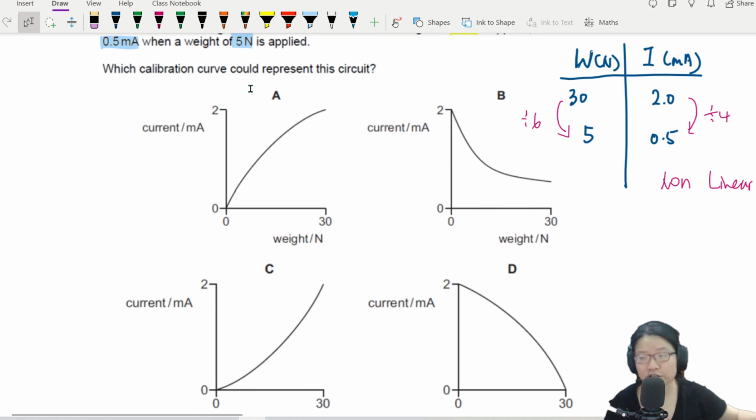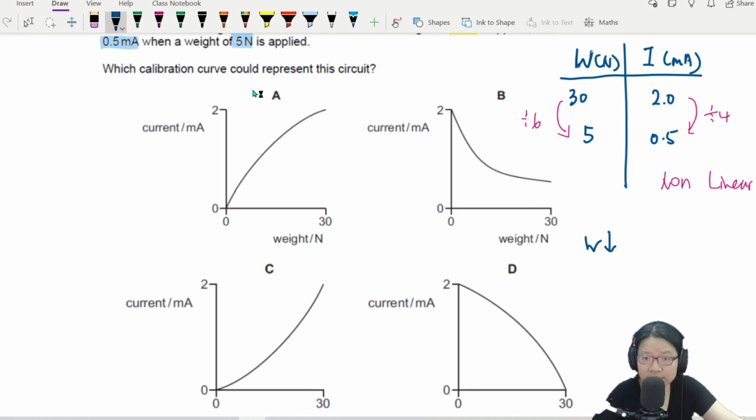Which calibration curve could represent this circuit? So this is what I mean by not all curves are uniform. It may not be a straight line, non-linear. So these are all non-linear. But I noticed that when W decreases, the current should decrease. Meaning when W increases, the current should increase. There are two graphs that I can kick out immediately. For example, this current decrease.